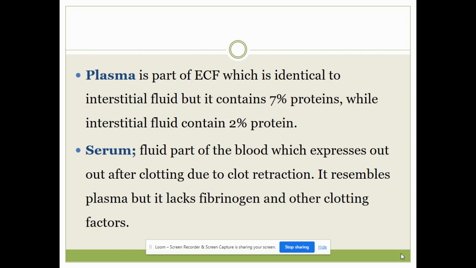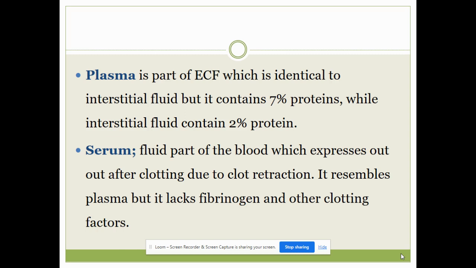From the MCQ point of view, this is a very important question: what is the difference between the interstitial fluid and extracellular fluid, or you can say what is the difference between the interstitial fluid and plasma. So the answer lies in the presence of protein. 7% protein is present in the plasma, or you can say in ECF, and only 2% protein lies in the interstitial fluid. That's the difference. That's the answer to what is the difference between the interstitial fluid and extracellular fluid.